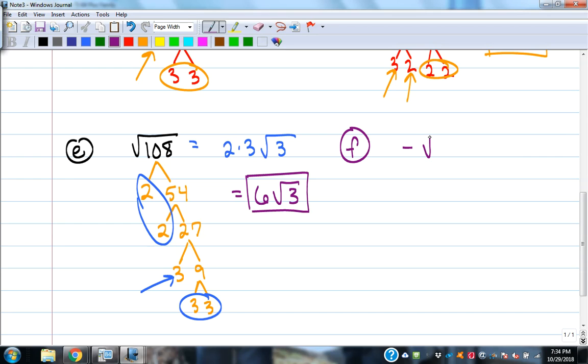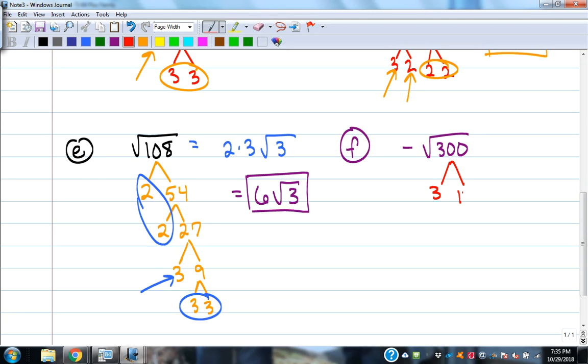So a negative and then 300. So a negative on the outside of the square root and then the number 300. Does that negative on the outside change how we do anything? Absolutely not. Okay? So we're just going to break down the 300.